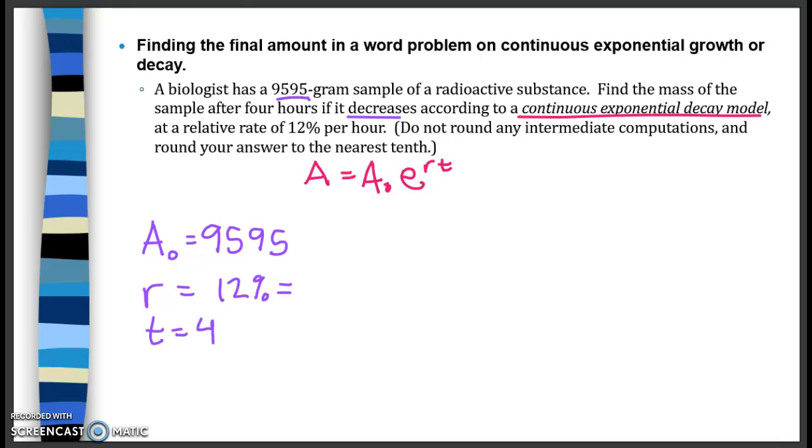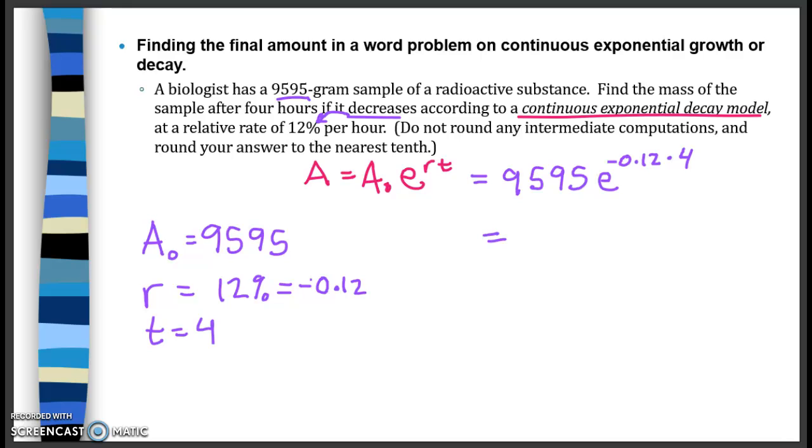This is where we have to be a little bit careful. Because it's decreasing, that means our rate is negative. So R is equal to negative 0.12. So when we plug it into our equation, A naught is 9,595. E is a constant. R is negative 0.12 times T, which is 4. Why is it important to include that negative? Because if we didn't, we would get an increasing amount, but we have a decreasing amount.